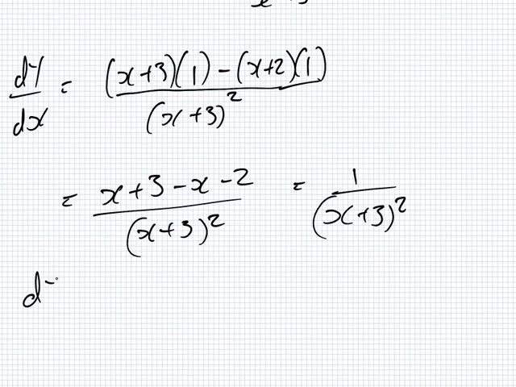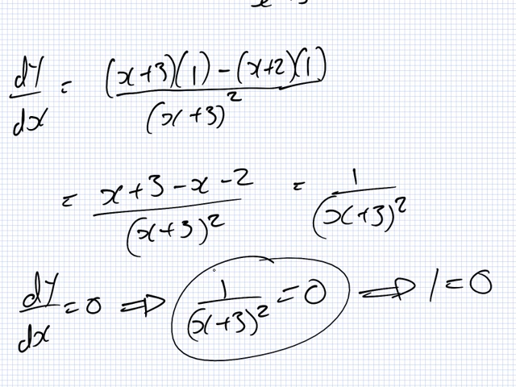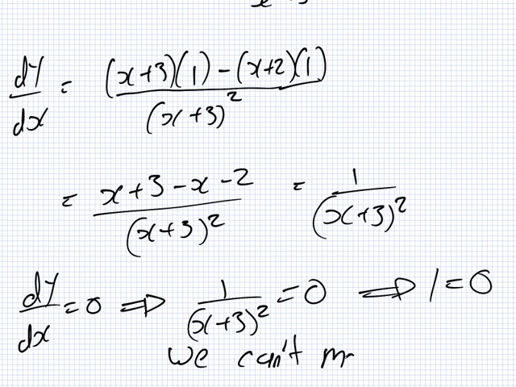Explain why there's no stationary point. Well, stationary point means the derivative is 0, which would mean 1 over (x plus 3) squared equals 0, which would mean that 1 equals 0. Because that's the only way to make a fraction 0 is if the top is 0. So it's impossible. We can't make it 0. Impossible.